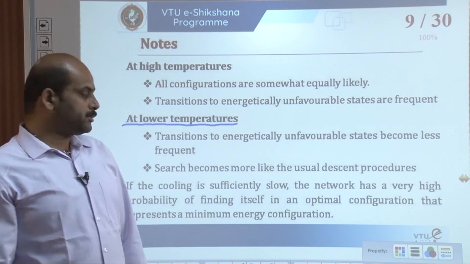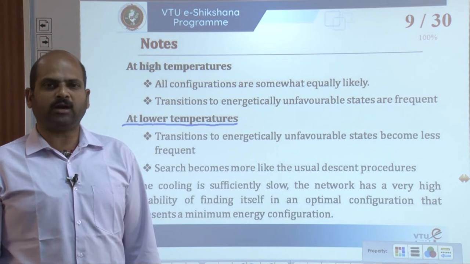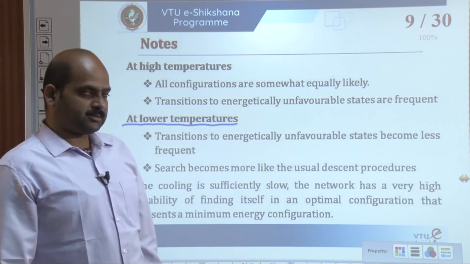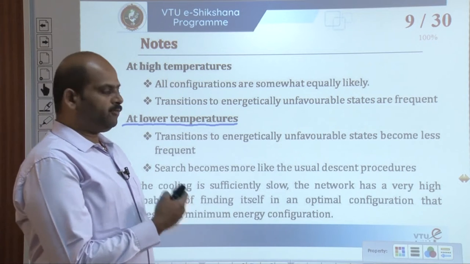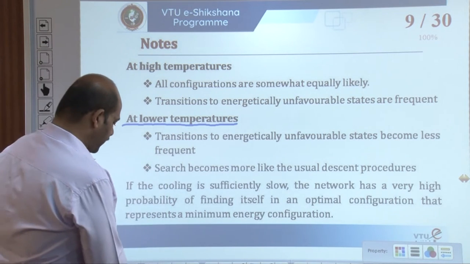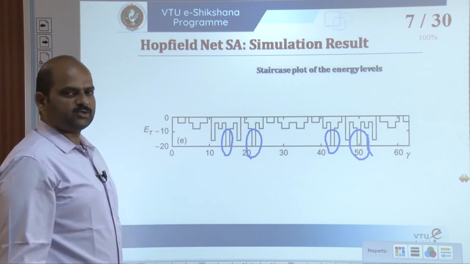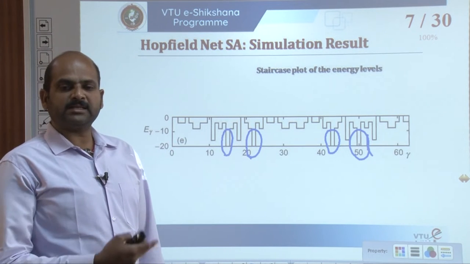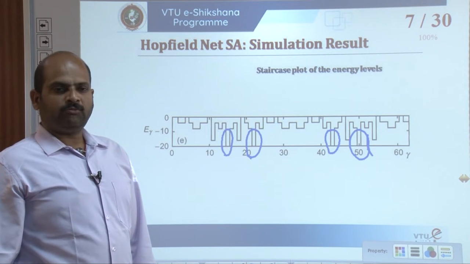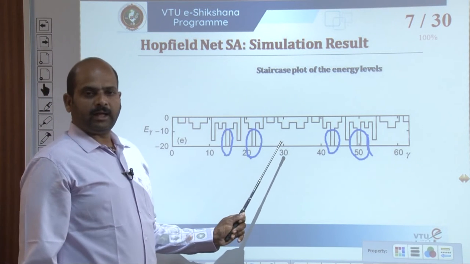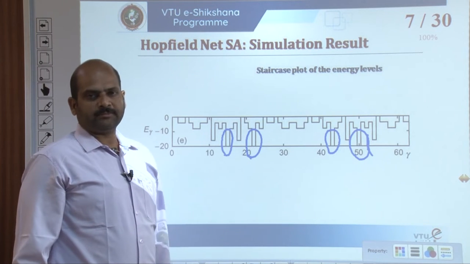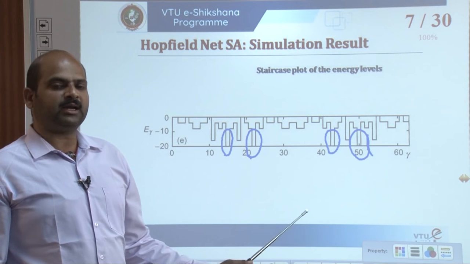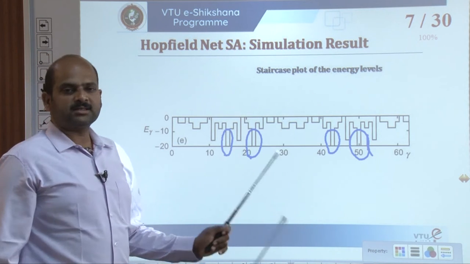Note that the system might settle into any one of the four minus 20 energy configurations in this present case. In fact, as predicted by this figure 5, the system has an equal probability of finding itself in one of the lowest energy states. However, which one it settles into cannot be predicted in advance, since the search is stochastic.